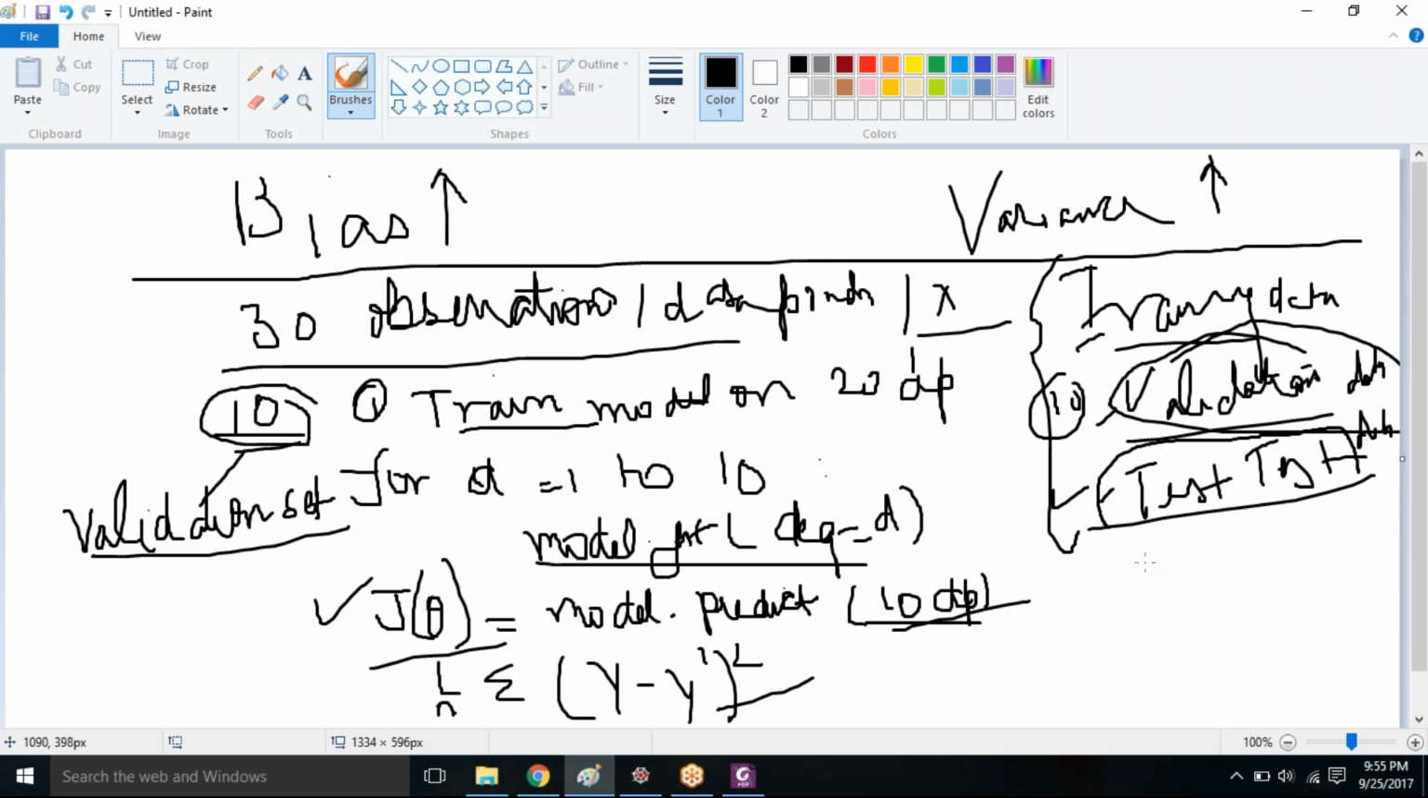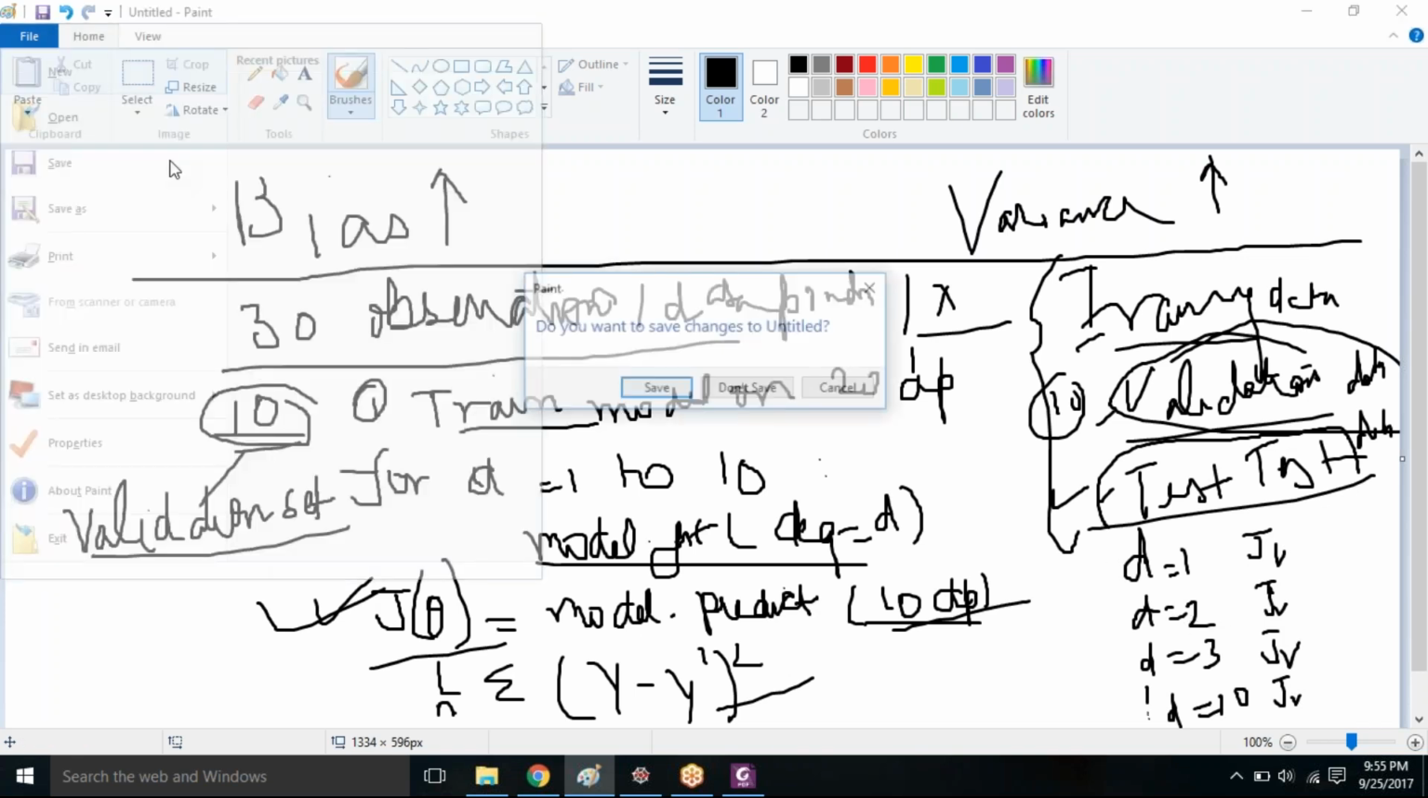Then I will perform the same thing with degree 1, degree 2, degree 3, dot dot dot, degree 10. For all these degrees in a loop, I will calculate my validation error. This cost function I will calculate. So what you will find is an amazing thing.